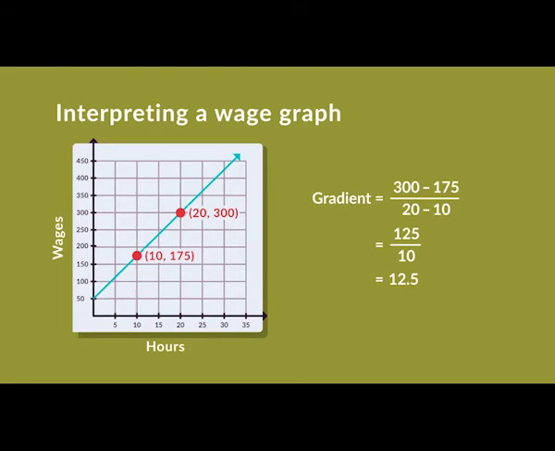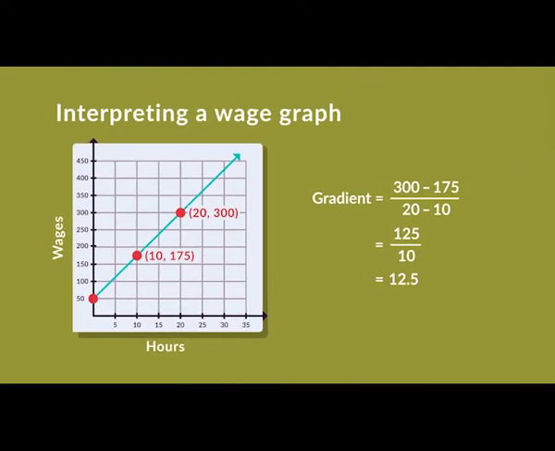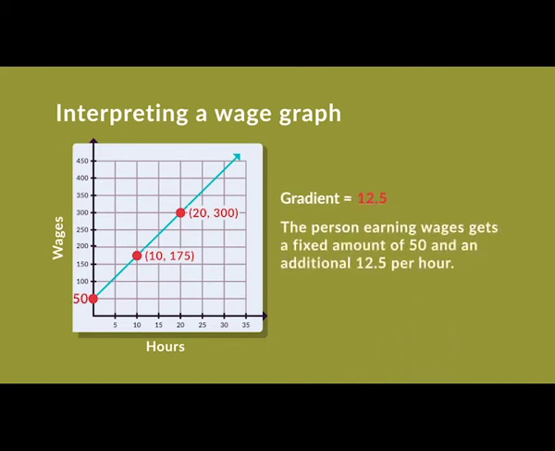There's something interesting about this graph. At 0 hours, the y-intercept shows that there is a fixed starting wage of 50. So, to write an equation for this graph, we know the wages earned are equal to 50 plus 12.5 times the number of hours worked. So the equation would be W equals 12.5 times H plus 50.